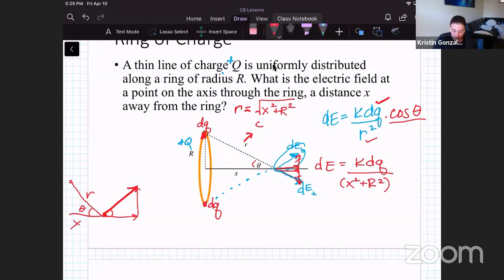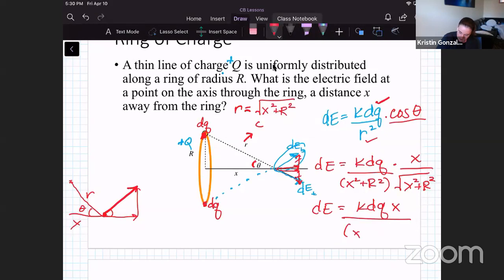Okay, and then we can plug in that cosine. Our cosine is going to be equal to X over R, or X over the square root of X squared plus R squared. This probably is going to start to sound familiar from last night because we did a 2-point charge where we were using these same kind of ratios. So if I combine these in, then I get dE equals K dQ times X over X squared plus R squared to the 3 halves.